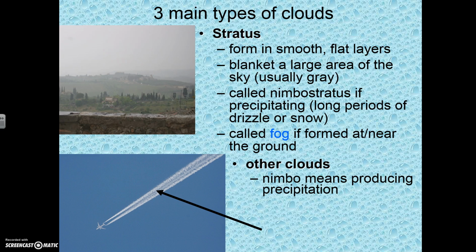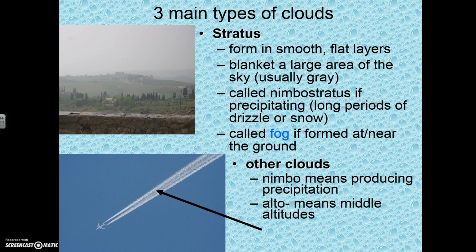You might see this near a river in the morning. That is actually called fog. So fog is a type of cloud. So that's important for you to know. That'll be on your test to see if you know if fog is a type of cloud or not. And yes, it is a type of cloud.